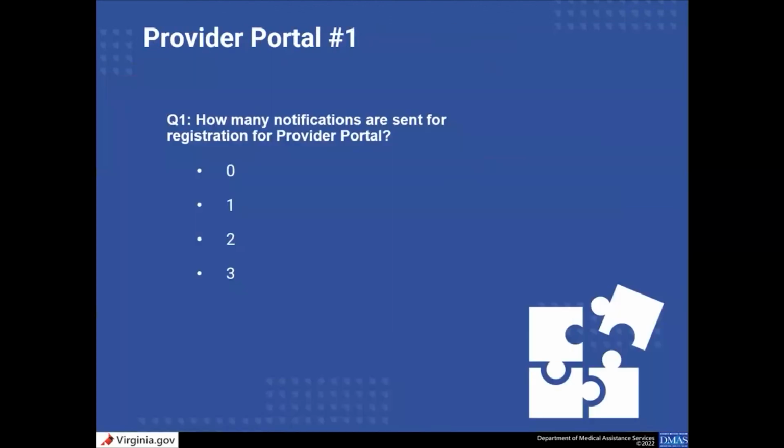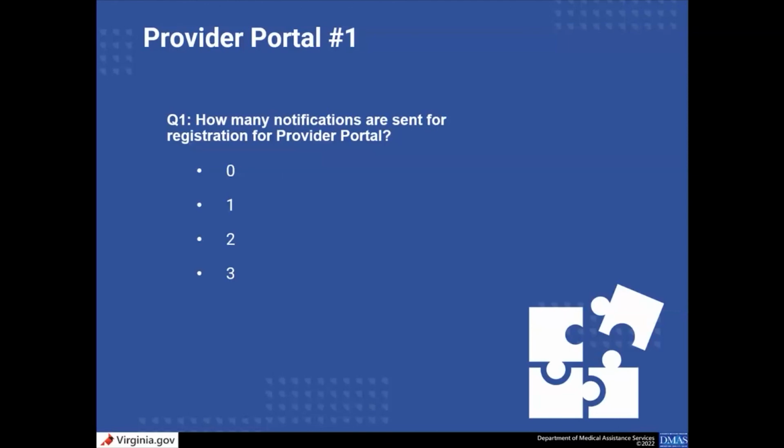So our first question is, how many notifications are sent for registration for Provider Portal? Is it 0, 1, 2, or 3? The correct answer is 2. Credentials are delivered in two distinct registration emails. The first email includes your user ID and hyperlink to access registration for Provider Portal. The second email includes your temporary password.